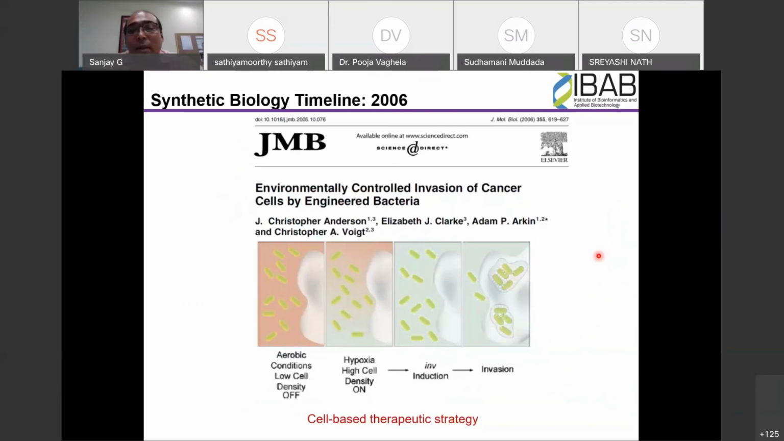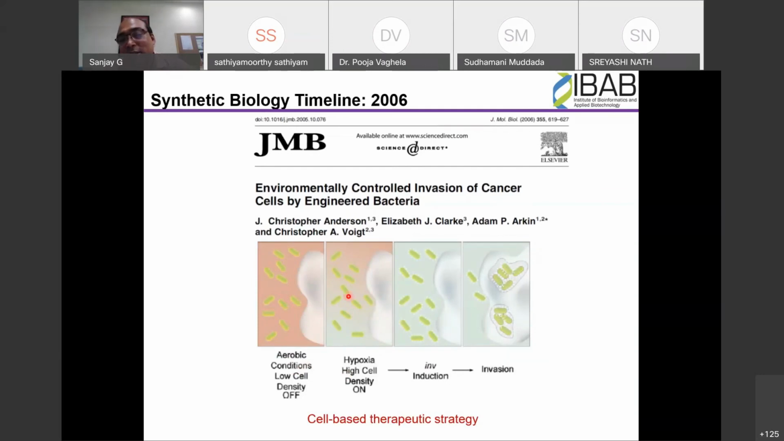Now, in terms of looking at gene switches as well, around 2006, what was also done was to engineer bacteria. So in hypoxic conditions, these bacteria are switched on, otherwise they are just not active at all. And hypoxia comes in the tumor environment. When there is a lot of cell proliferation, the oxygen runs out and a hypoxic condition comes.